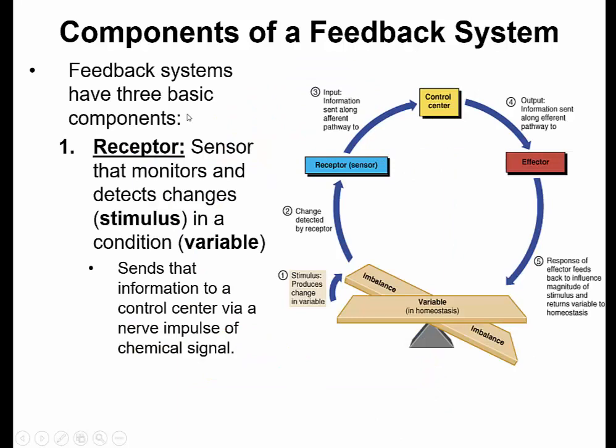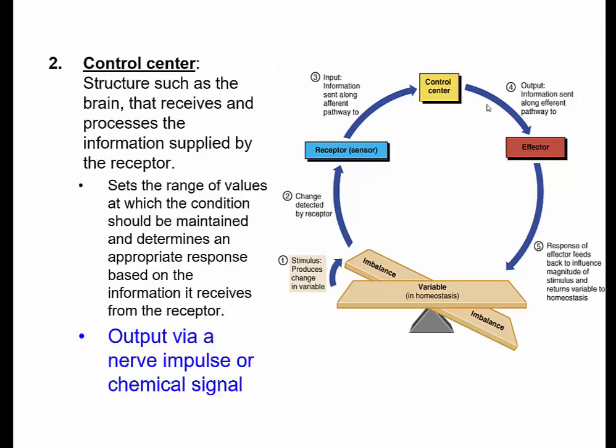So feedback systems. What is the receptor? The receptor is a sensor that monitors and detects changes, which are called stimuli, in a condition. And those different conditions are called variables. So basically, you have a sensor that sends information to a control center via nerve impulse or chemical signal. So what the control center does is it sets the range of values at which the condition should be maintained and determines an appropriate response based on the information it receives from the receptor.